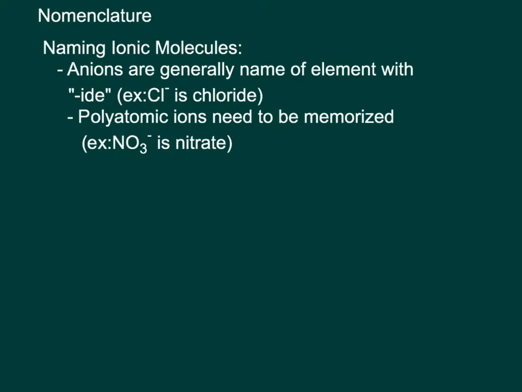The second part of this is the anions. They're a lot simpler, generally just the name of the element with "ide." So you take off the ending of the element name and you add "ide." So Cl minus, a negatively charged chlorine, just becomes chloride. A negatively charged oxygen would just be oxide. And then you have polyatomic ions that need to be memorized. So you need to know that NO3 minus is nitrate. There's no other way to get there. So see the memorization sheet for those.